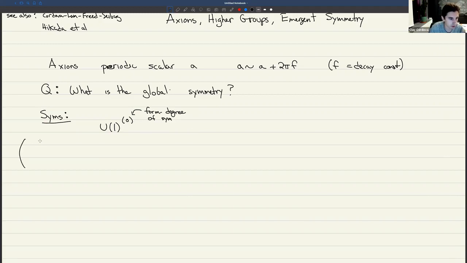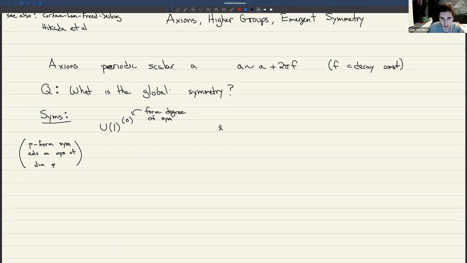And just to remind you, a p form symmetry is something that acts on operators of dimension p. So a 0 form symmetry acts on point-like local operators. Higher form symmetries, which we'll encounter shortly, act on extended operators. Okay, so this is a 0 form symmetry.